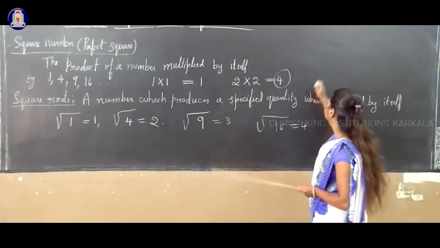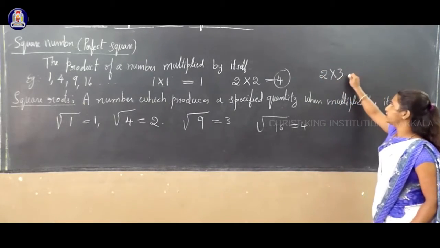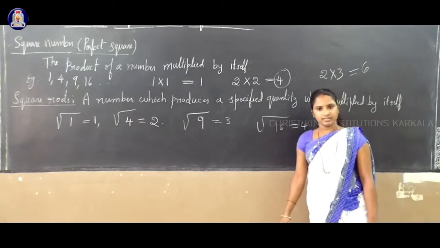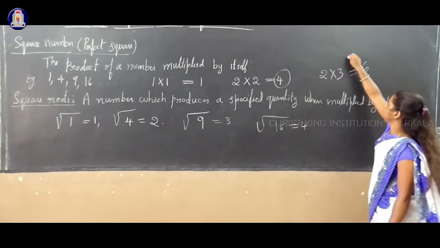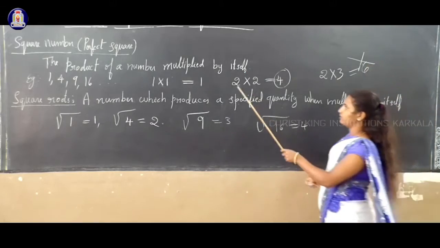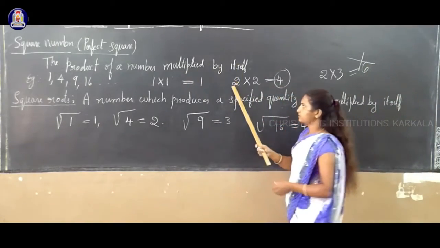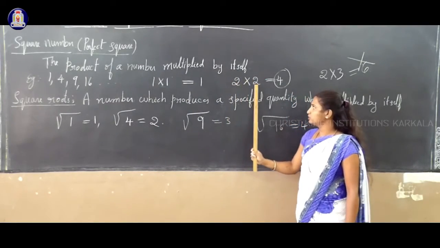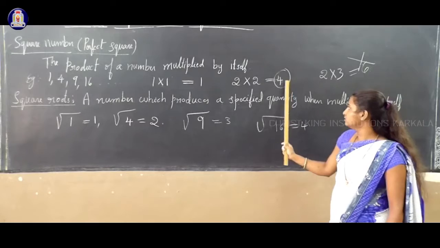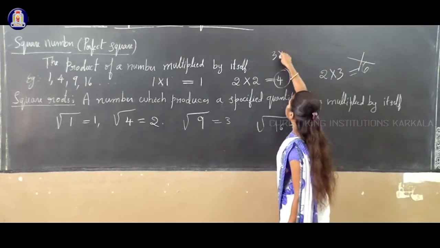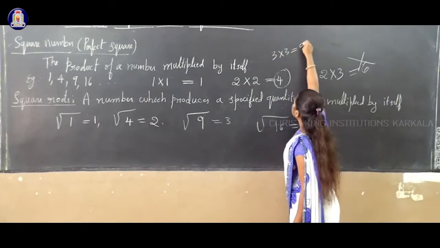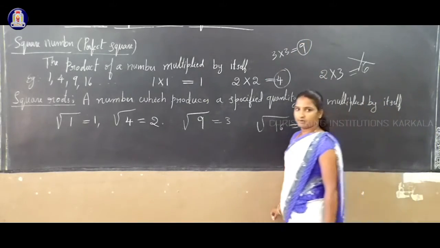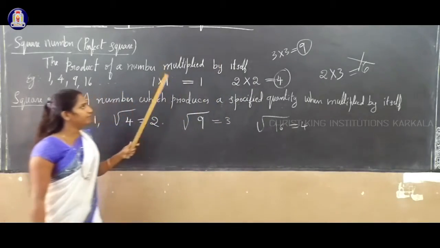We cannot write 2 into 3. If you get the answer 6, can you say 6 is a perfect square? No, 6 is not a perfect square. The same number multiplied by itself means the product of a number multiplied by itself. So here 2 into 2 will get a 4. For example, if you multiply 3 into 3, we will get 9. So 9 is a perfect square.